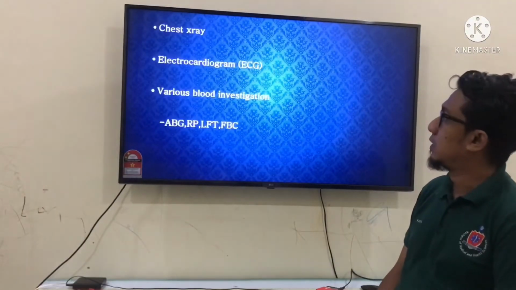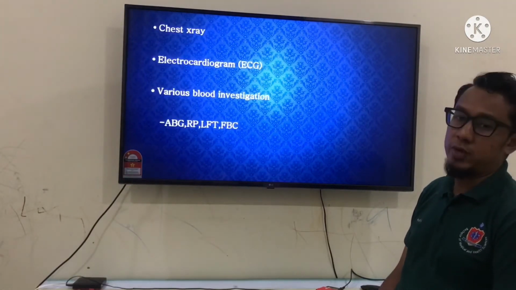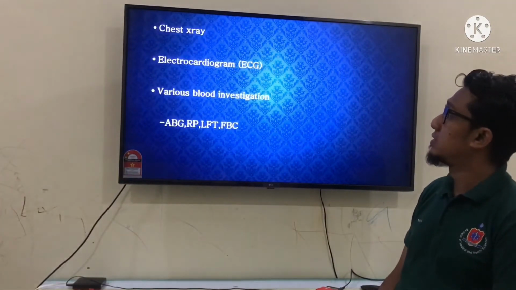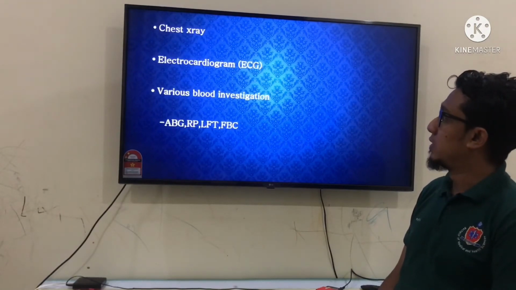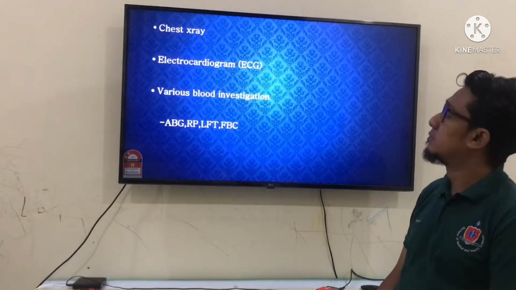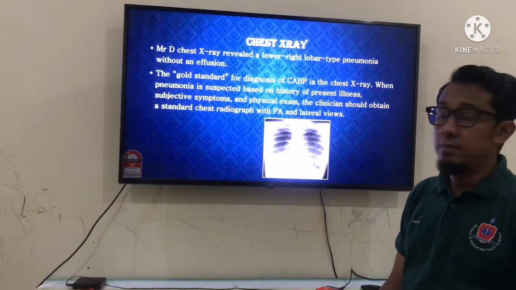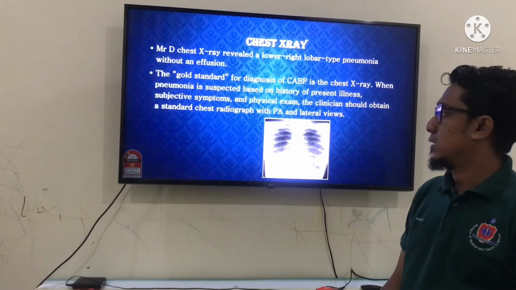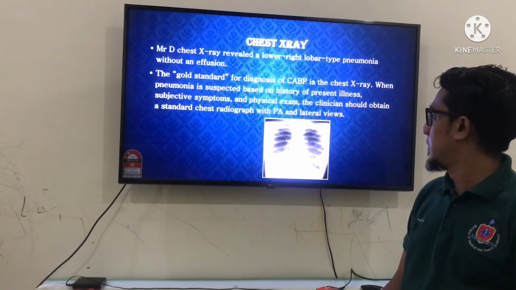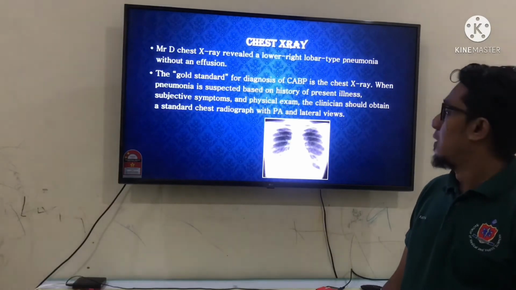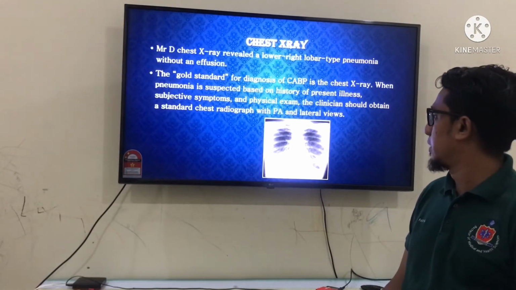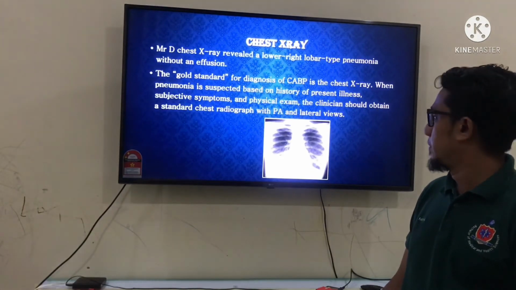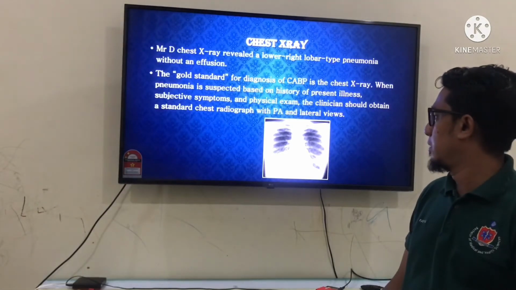Diagnostic test. Okay, diagnostic test macam misalnya untuk pneumonia kita buat chest x-ray, ya. Lepas tu kita buat ECG, various blood investigation, ABG, RP, LFT and FBC. Okay, chest x-ray dah. This chest x-ray study reveals a lower right lobar pneumonia without an effusion. The gold standard for diagnosis of CABP is the chest x-ray. When pneumonia is suspected based on history of present illness, subjective symptoms and physical exam, the clinician should obtain a standard chest radiograph with PA and lateral views.